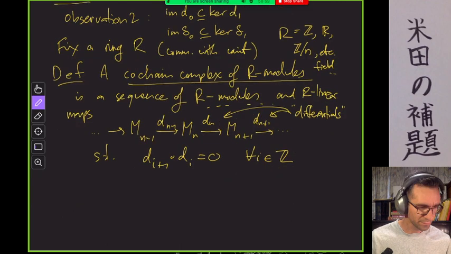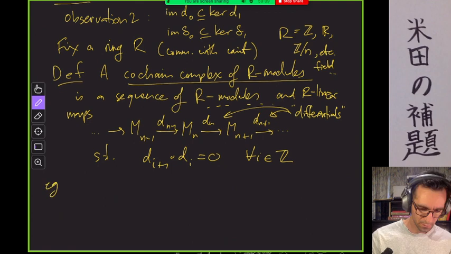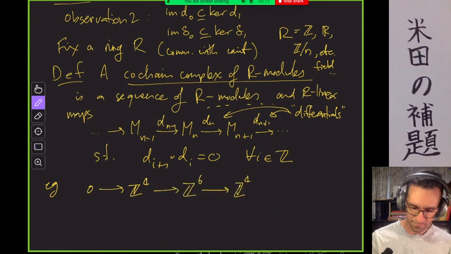So our examples from before, we only had, say, Z, talk over Z just for flavor. I had R^4, R^6, and R^4 again. But I could just pad out with zeros. So delta 0, delta 1 from before.